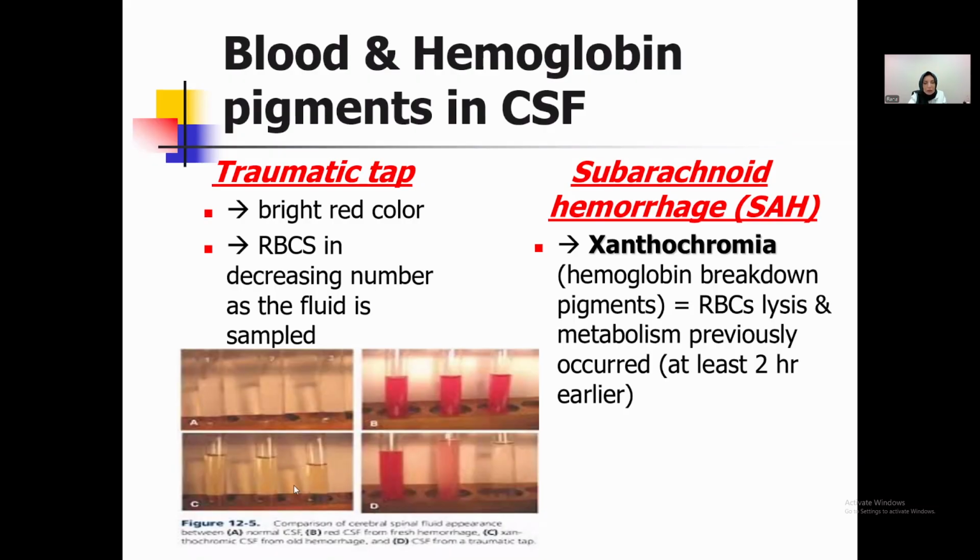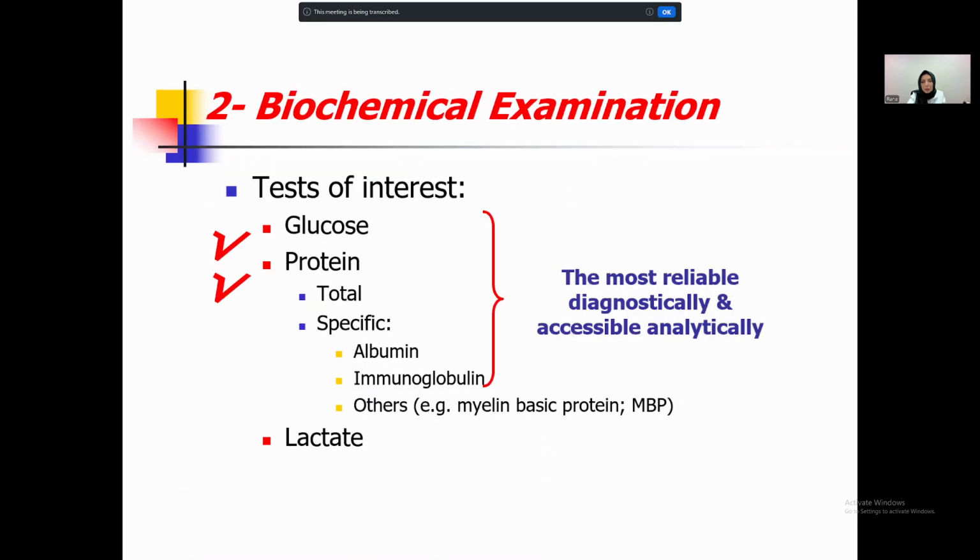Here this is the normal one, and this is the real hemorrhage. So in subarachnoid hemorrhage, what we call xanthochromia is a yellowish pigment due to RBC lysis and metabolism at least 2 hours before, while a traumatic tap is due to rupture of a vein, and the red color will start to decrease when the doctor takes more CSF to reach deeper.